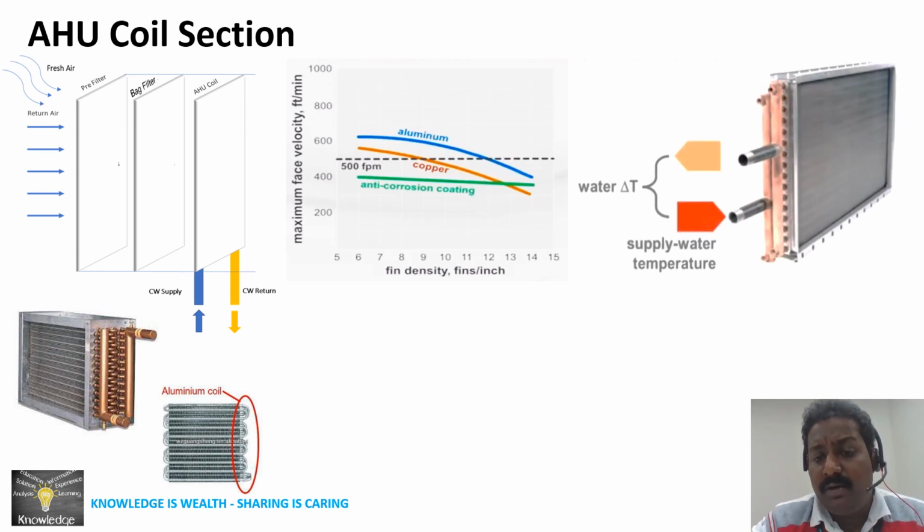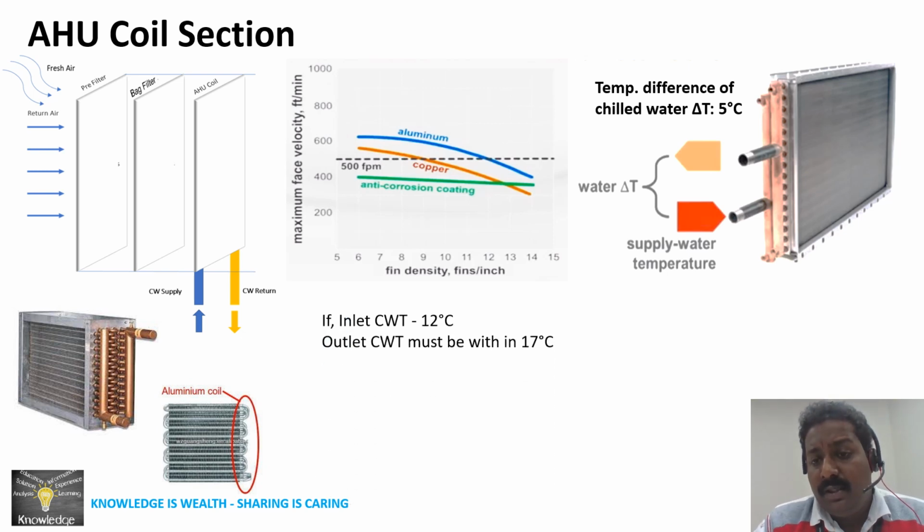Okay, and next, when we discuss the coil, with chilled water in and out, what is the standard delta T we need to check? It is delta 5. So a 5 degree difference we need to check always. Like if the chilled water inlet is 12 degrees centigrade, then the outlet should be within 17 degrees centigrade. So the rise between chilled water inlet and outlet should be within 5. If it is more than 5, you need to cross-check for any losses in the AHU, or any additional space we have provided, which is why it has increased beyond a 5 degree delta. But usually it is always less than a 5 degree delta.